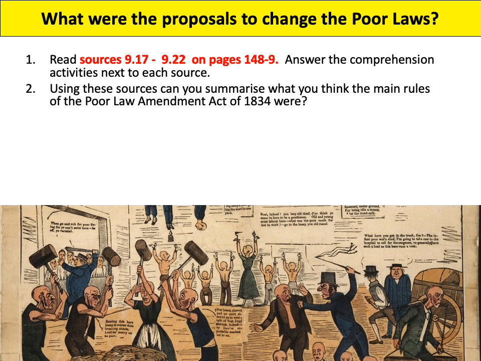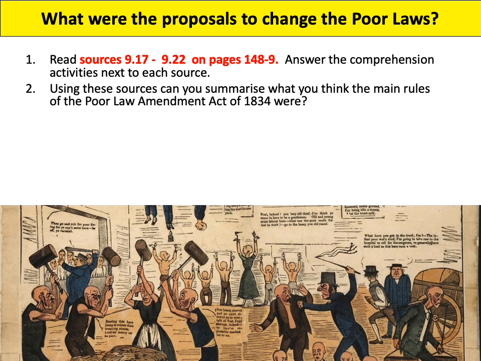Source 9.2 is an extract from His Majesty's Commissioners. Again, they all are. And essentially, they're saying, get rid of outdoor relief. So outdoor relief is a handout. It could be food, it could be essential items, a pair of shoes, for example, it could be money. And essentially what they're saying is that needs to go. And instead, if they're really, really desperate, people will be offered a place in a workhouse.